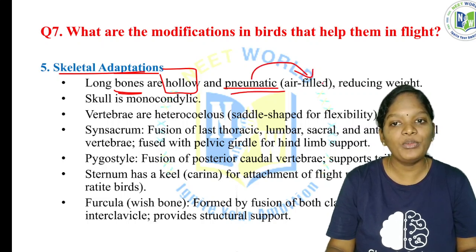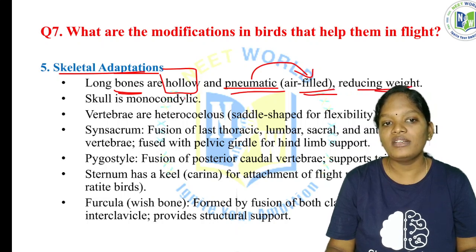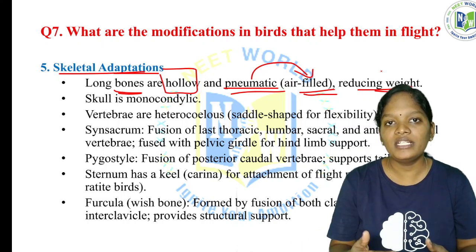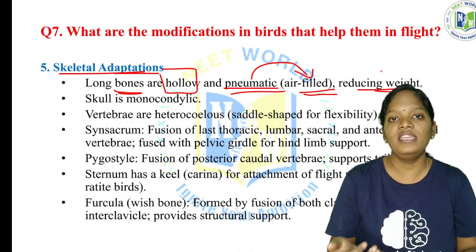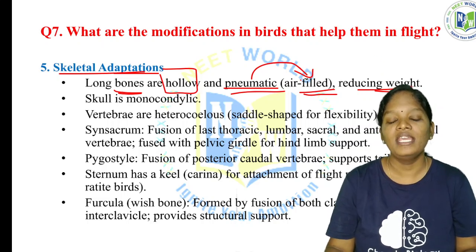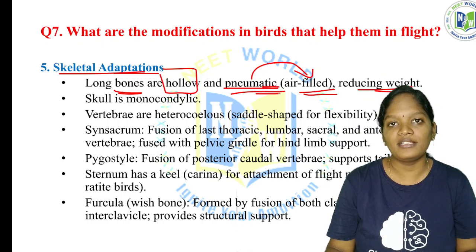Why has it been filled with air? To reduce the weight. If the bird is too heavy, it can't lift its body and it can't fly. Only if the bird is very light can it easily fly with the help of the feathers. So that is why the bone is pneumatic.